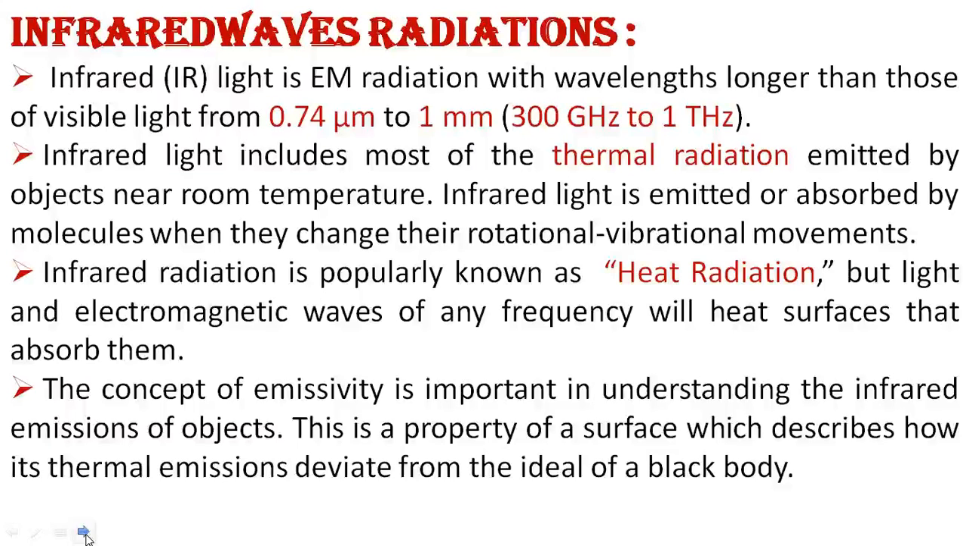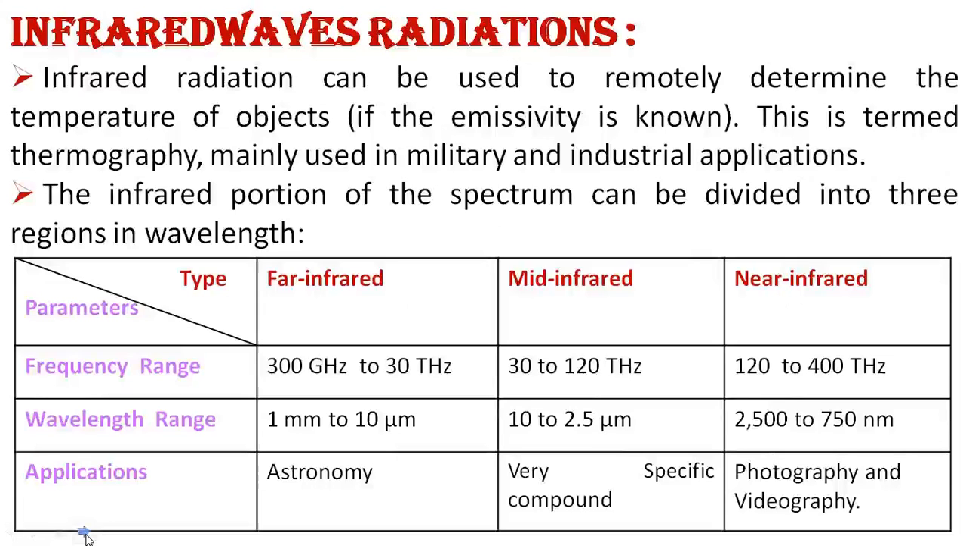Infrared radiation is popularly known as heat radiation, but light and electromagnetic waves of any frequency will heat surfaces that absorb them. The concept of emissivity is important in understanding the infrared emission of objects. This is a property of a surface which describes how its thermal emission deviates from the ideal of a black body. So infrared radiation can be used to remotely determine the temperature of objects. If the emissivity is known, this is termed thermography, mainly used in military and industry applications.